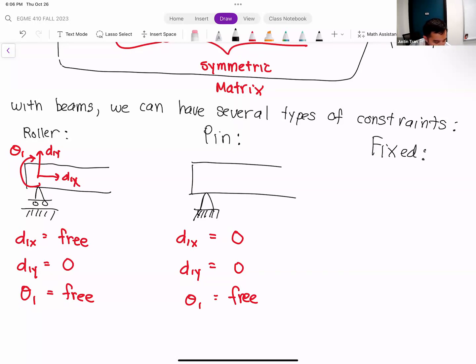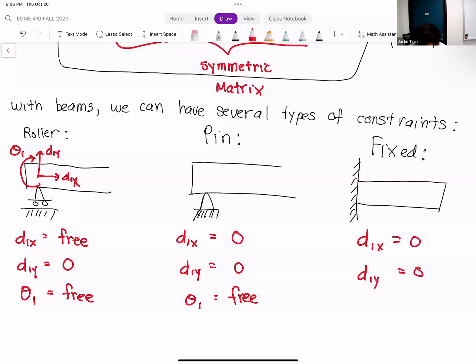All right, and then finally we come to the most powerful constraint, which is the fixed support or the fixed constraint, okay? Which is the one we typically use in ANSYS. And so fixed support usually looks like this. And so we usually see it's almost like welded or bolted to a wall, completely like that. Okay. And so a fixed support or a fixed constraint is going to be the most powerful. So it's going to prevent all translation and rotation. So in this case, d1x is going to be 0, d1y also going to be 0, and theta 1 also going to be 0. Okay.